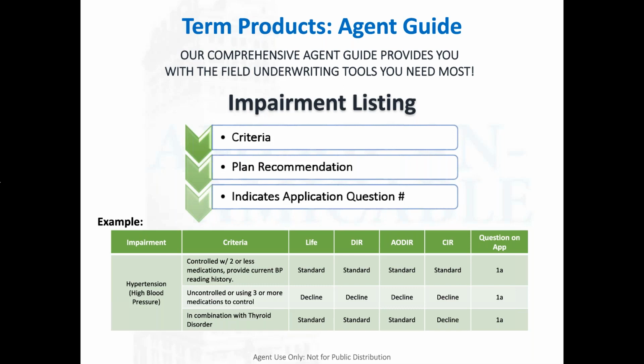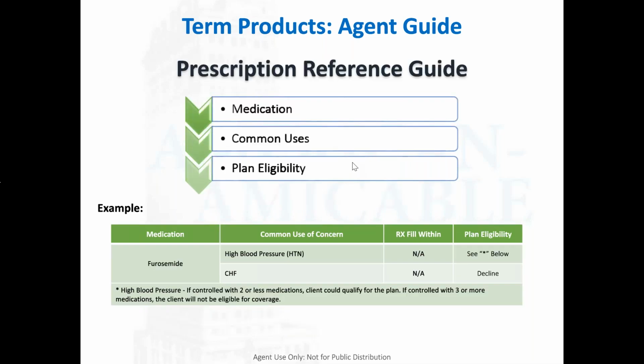Every impairment is going to have different criteria listed, and it will tell you on the different riders whether we can cover them for that rider or not. The first column, the life column, is the base policy. That's what you want to look at first, because if they can't get the base life policy, they probably can't get any of the riders either. So the impairment listing is your first tool.